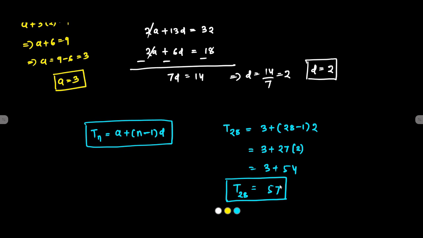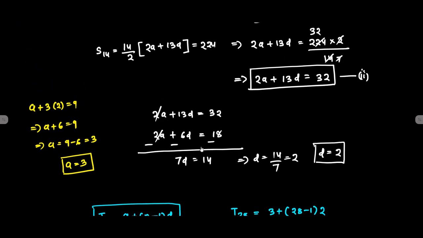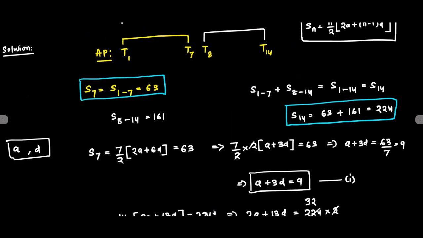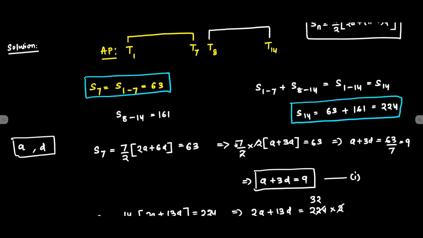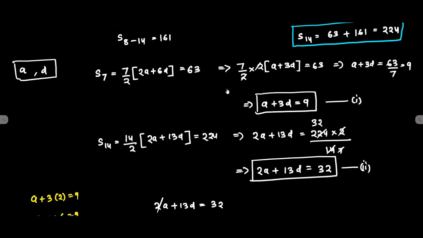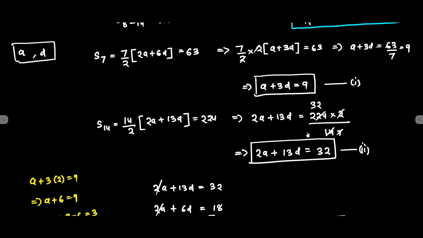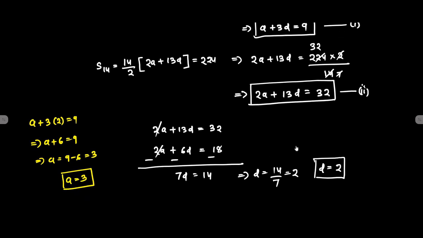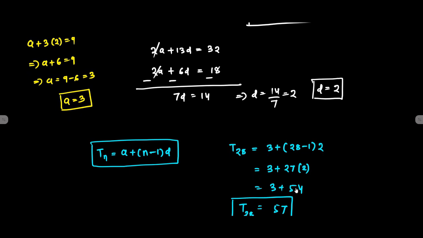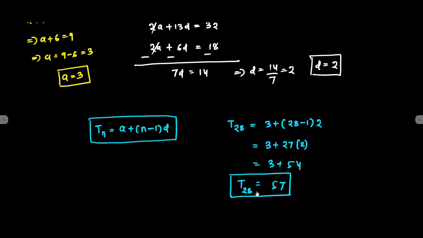So this is the solution. Again, the information was presented in a given format where we use the sum of n terms formula to write two linear equations in two variables, the first term and common difference a and d. Then we use the variable cancellation method to determine the values of a and d, and then the general nth term formula to determine the 28th term.